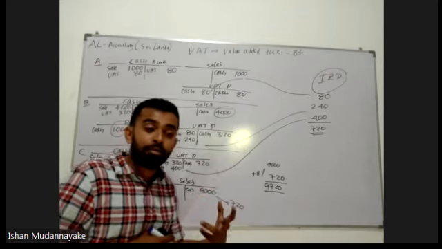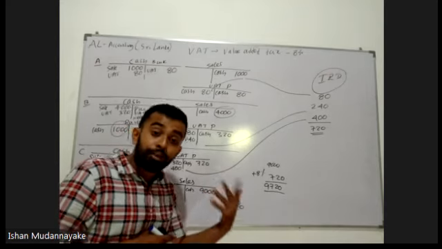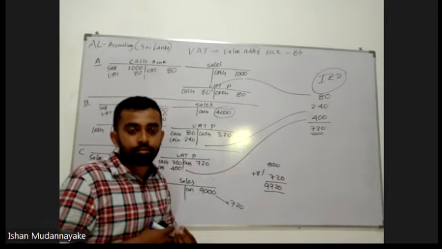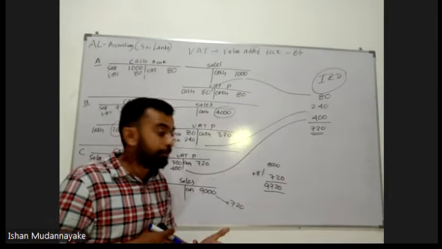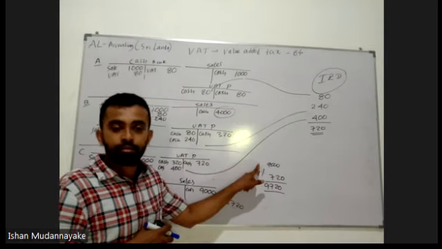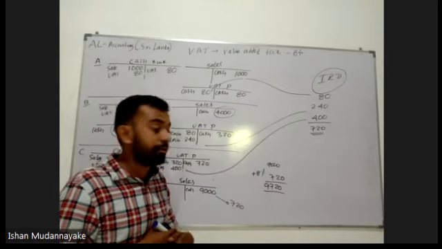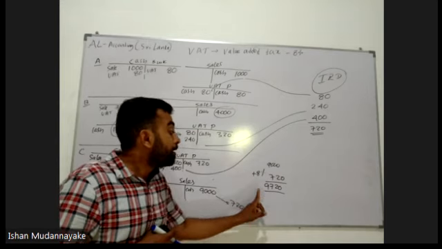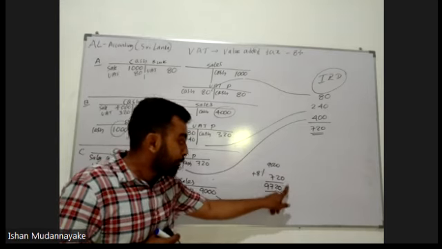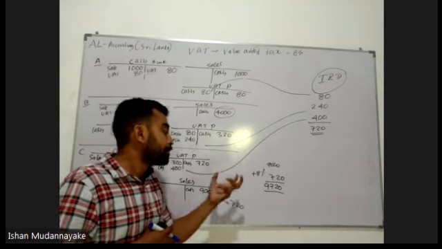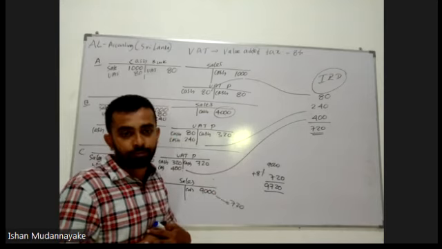If the government did not impose value added tax, the customer could purchase this product for 9,000. But because of this 8% value added tax, what will happen? The price of the product increased by 720.